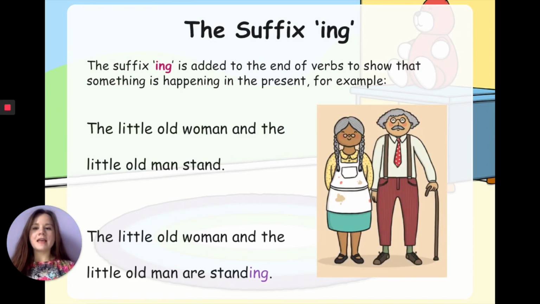The suffix ing is added to the end of verbs, so remember verbs are doing words, to show that something is happening in the present, that it is happening right now. Here is a sentence: the little old woman and the little old man stand, but we don't know when they are standing. So we can add on the suffix ing to the end of the word stand. The little old woman and the little old man are standing. That means that they are standing right now.